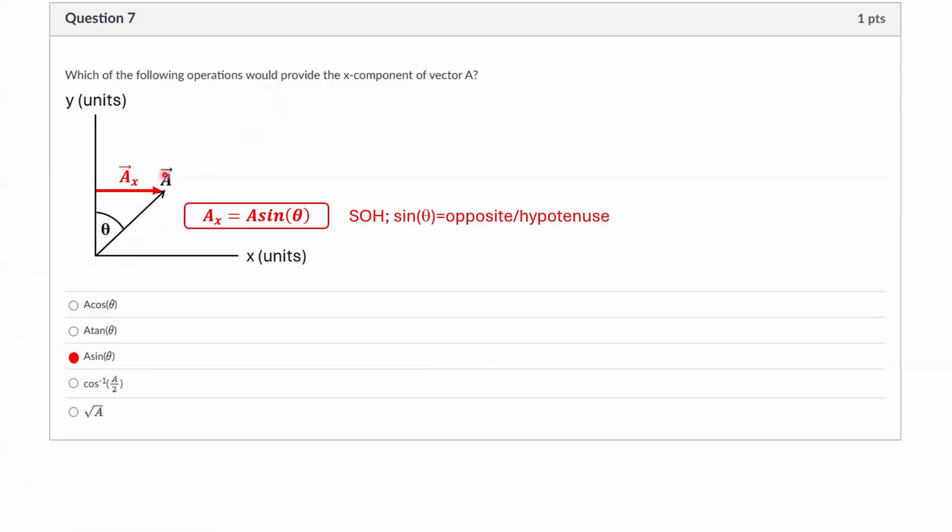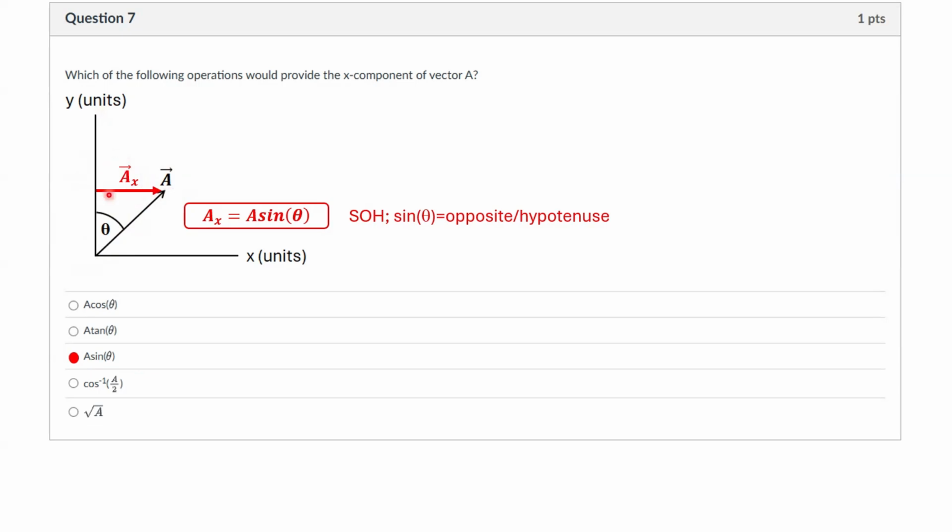We're given a vector. We're shown an angle with respect to our axes. We're asked for the x component. The x component should be parallel to the x-axis. That would be the x component of vector A. We note that that makes a triangle, a right triangle specifically, with respect to the y-axis. We note that the leg of our triangle, A x, is not touching the angle. It is opposite the angle.